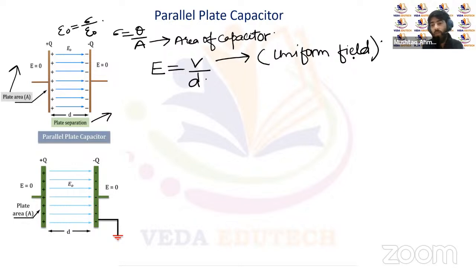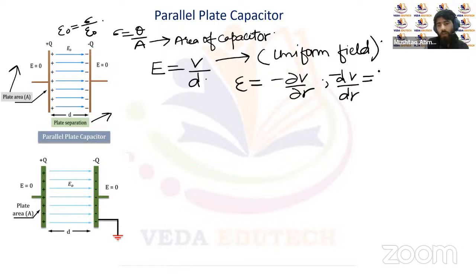If this is a non-uniform field, then we calculate the electric field strength using the concept minus dV upon dr. That's how we calculate the electric field strength, where the negative sign says that the electric field is always directed from the higher potential to the lower potential, or electric field is always directed along the decreasing potential.